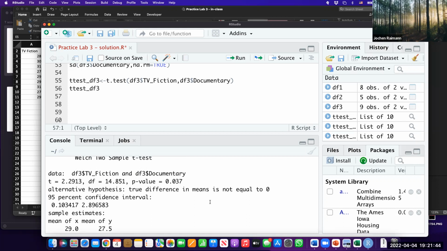What do we learn from this 95% confidence interval? As per the questions, we know the null hypothesis. We're testing against the mean difference of 0, right?